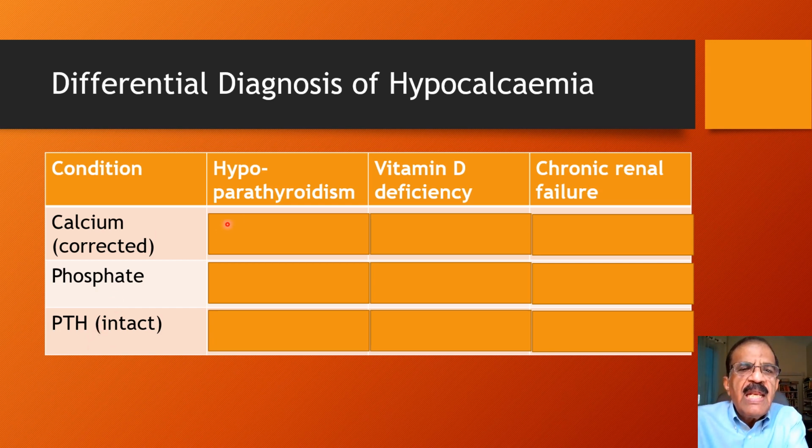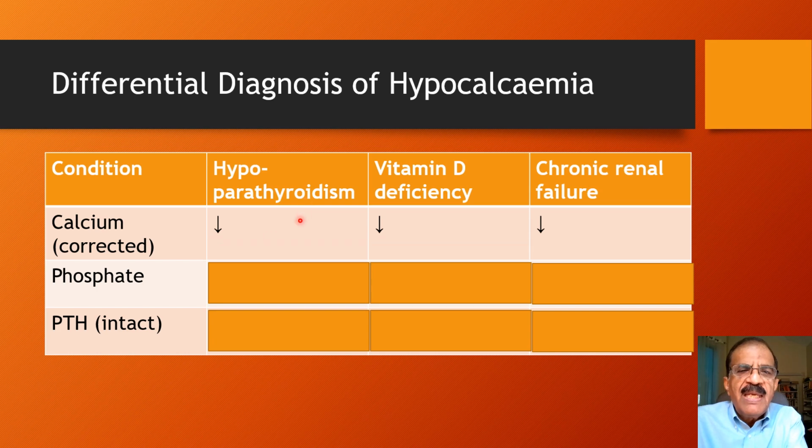So in hypoparathyroidism, calcium will be low. Of course, calcium will be low in all three conditions because we are actually discussing the differential diagnosis of hypocalcemia. But let's see what happens to phosphate.